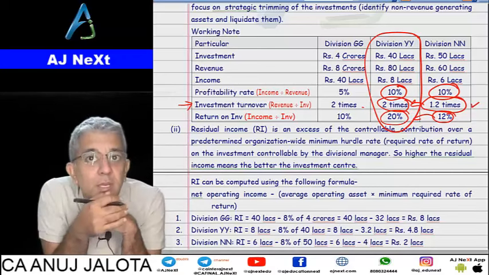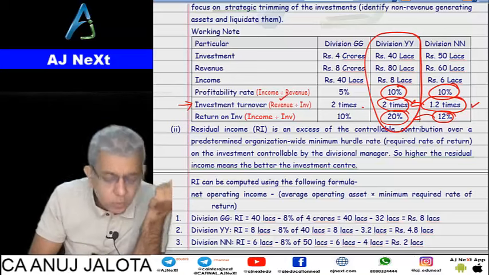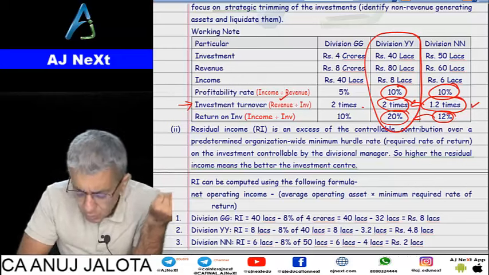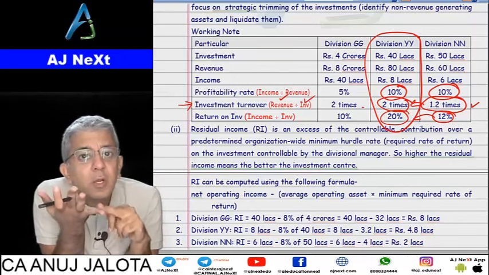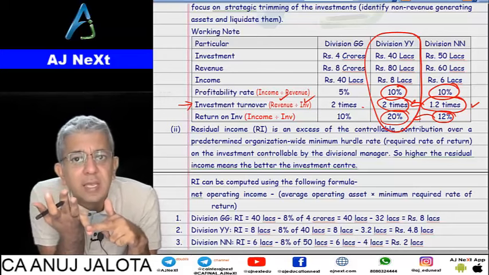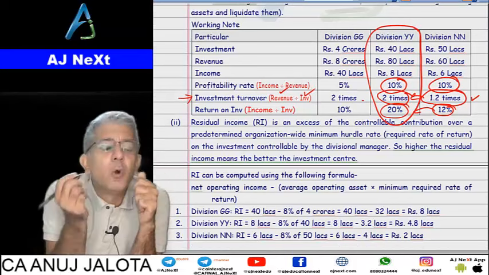If you want to improve this, there are only two ways. Either increase the revenue by doing something, or try to reduce the investments. So you should try to improve the revenue. You should try in this case to reduce your investments. Sir, how to reduce the investment?